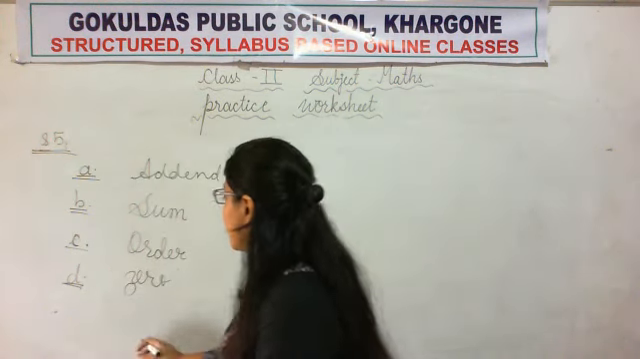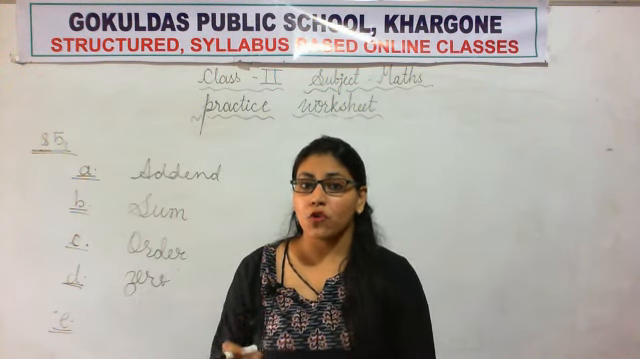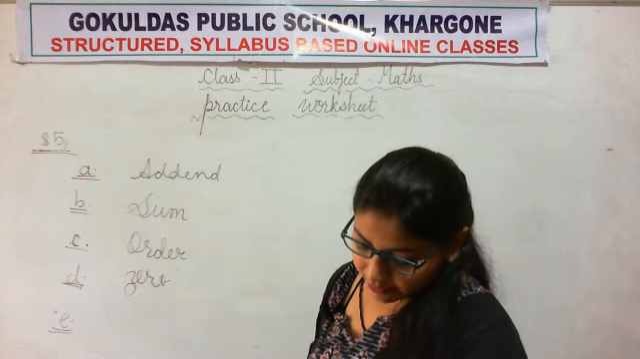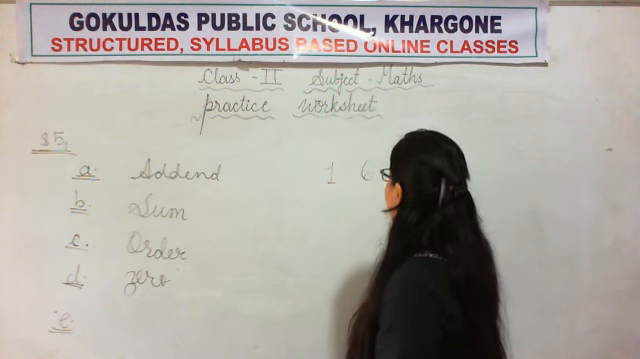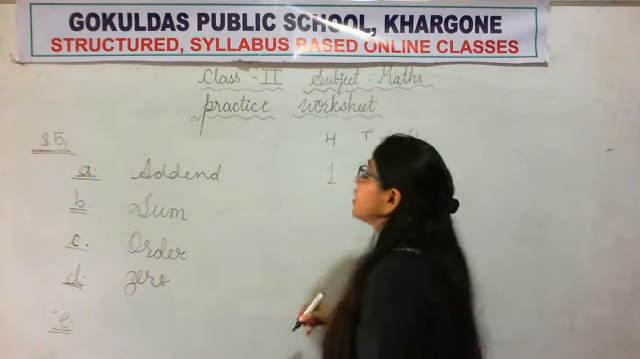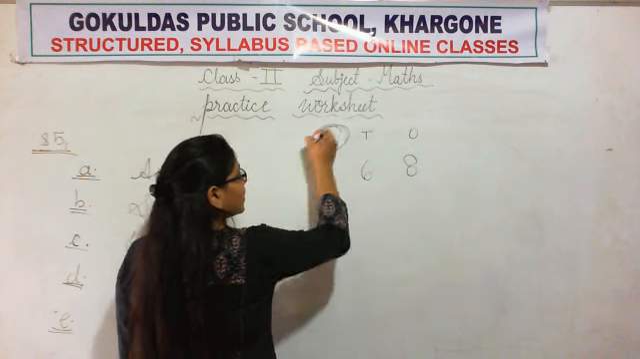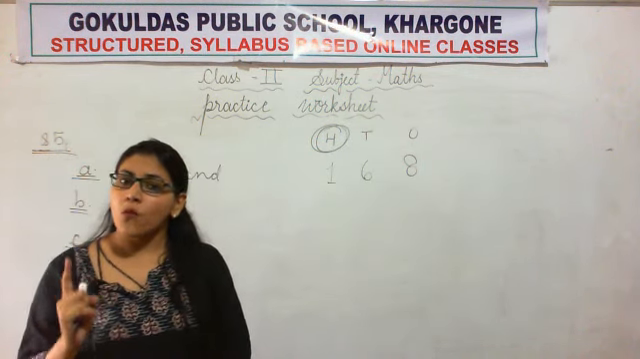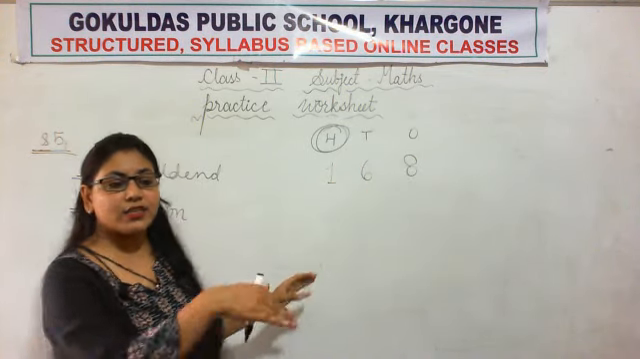Now the last one, E. Many of you made a mistake in this. Round off 168 to the nearest 100. This is the number 168. These are the places: hundreds, tens and ones. Now they are asking us to round off to the nearest 100. There are two methods of rounding off. One is the halfway method and another is by seeing its right place.